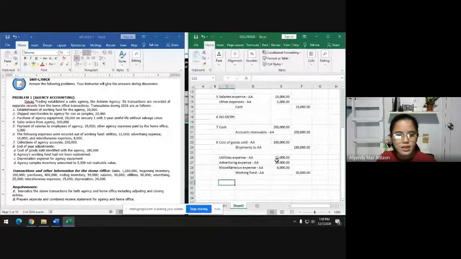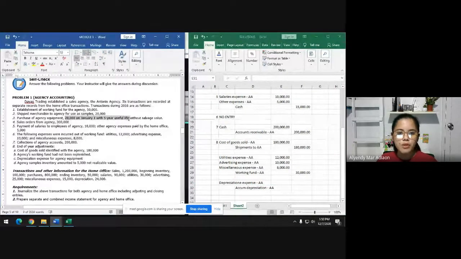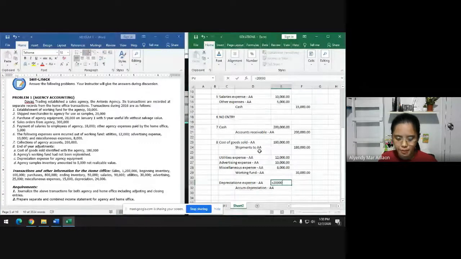Okay, and then next, depreciation expense for agency equipment. So that would be debit depreciation expense, Antonio Agency, and credit, of course, accumulated depreciation, Antonio Agency. By how much? The equipment is 20,000 with 5-year useful life without salvage value. So that is 20,000 pesos divided by 5. So you have 4,000 as our depreciation.